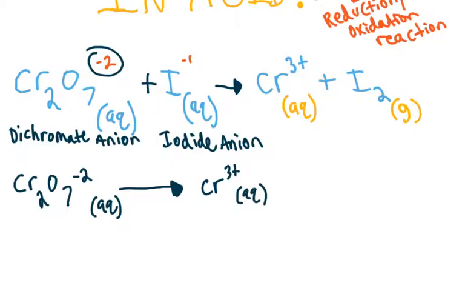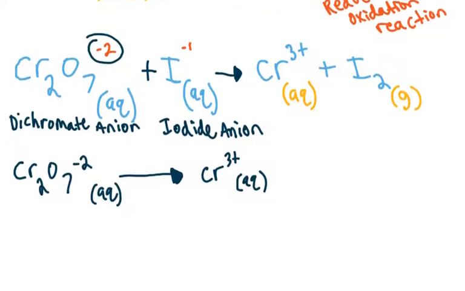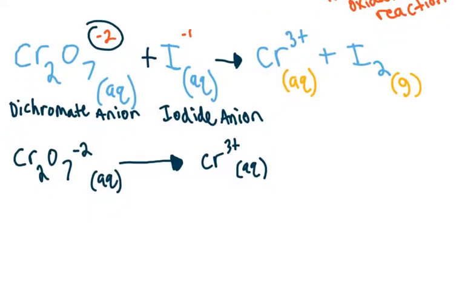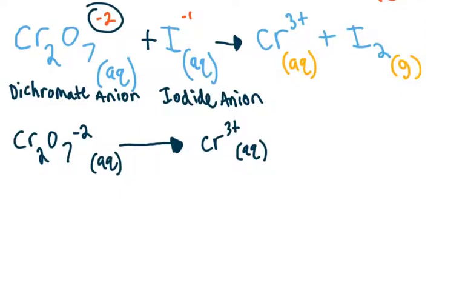Let's write our second half reaction. We can't forget about our iodide anion converting to iodine gas, diatomic iodine. Let's write that down now, in a different color, to differentiate the two half reactions. So we said iodide anion turns into iodine gas, or diatomic iodine, you could say.